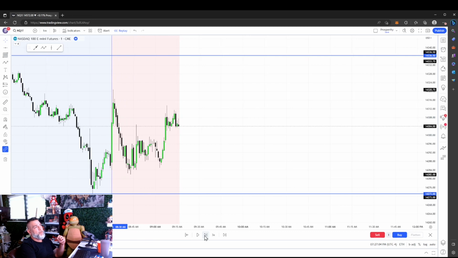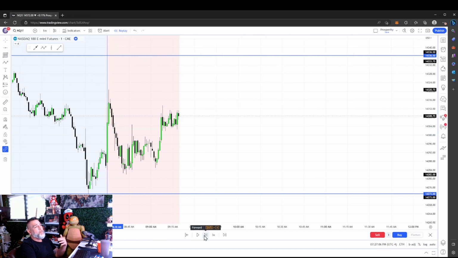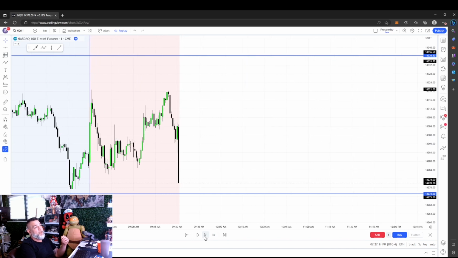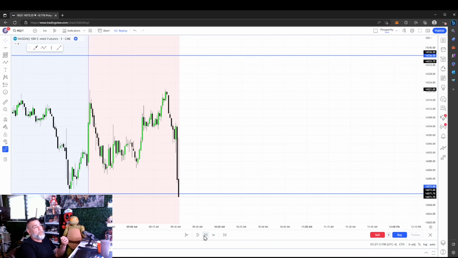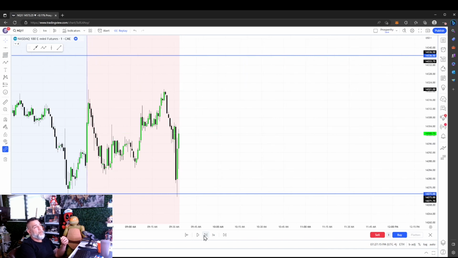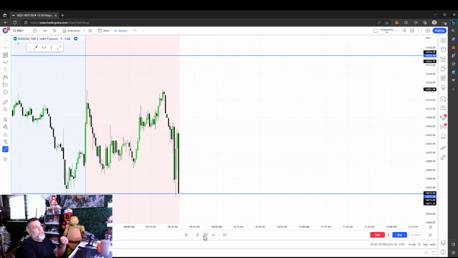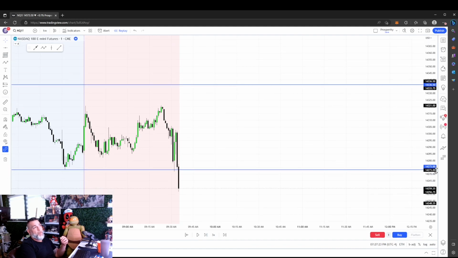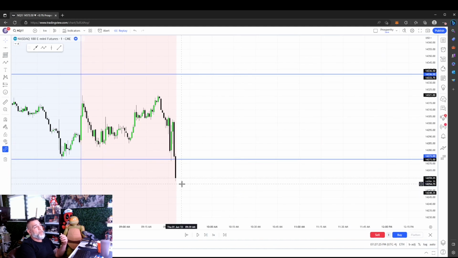See if 9:30 brings us something. Typically, the moves do happen after 9:30, but sometimes they do happen before. So here goes. Okay, 9:30. We got a break of the low. Okay. Do we get? And we get. Okay, cool. So right now we got a break of the low.